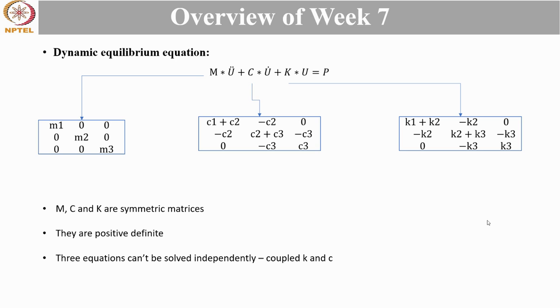Now, the things to observe in this mass, damping and stiffness matrix are that all three matrices are symmetric and positive definite. And these three equations, if we are talking about a three-story building, then we will have three variables that we need to determine, the deformation of three floors. So these three unknown values of deformation can't be solved independently. Why? Because the damping and the stiffness matrices are coupled. So for each row, we need to know the values of other rows also. So that's why these equations can't be solved independently, and this makes it a complex system to solve.